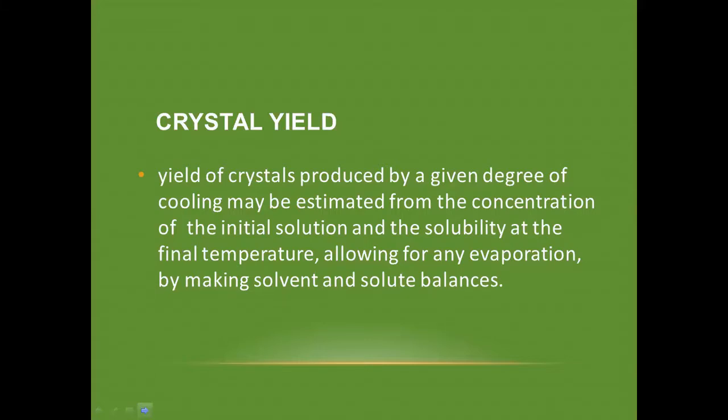Now, when we speak of industrial crystallization, it's important that we know the yield. When we speak of the yield, it has something to do with the quantity of crystals produced. So the yield of crystals produced by a given degree of cooling may be estimated from the concentration of the initial solution, that is the concentration of your feed, and the solubility at the final temperature, that is the concentration of your solution once inside the crystallizer as it is being processed. So the concentration inside the crystallizer and the solubility are the same thing.